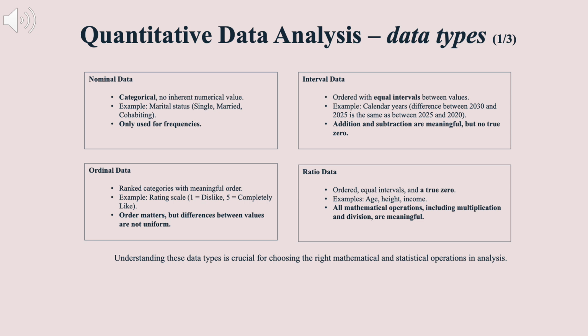And ratio data are similar to interval data but include a true zero, allowing for all mathematical operations, including multiplication and division. Common examples include age, height, and income. For instance, someone earning 6,000 euros makes twice as much as someone earning 3,000 euros, which would not be meaningful with interval data. Each type of quantitative data determines which mathematical and statistical operations are possible, making it essential to understand their differences when analyzing data.